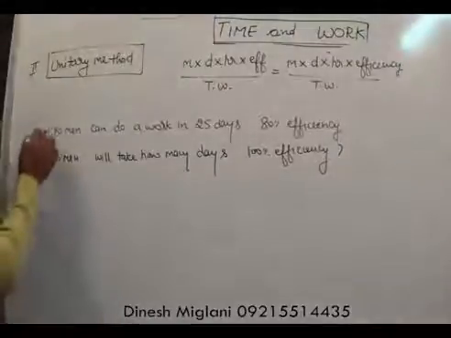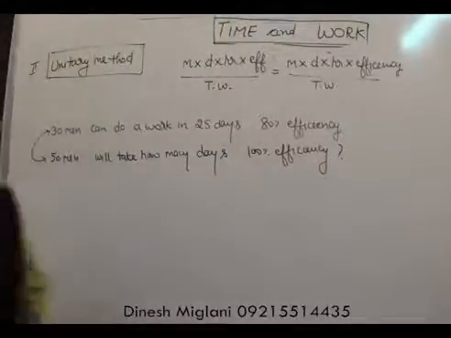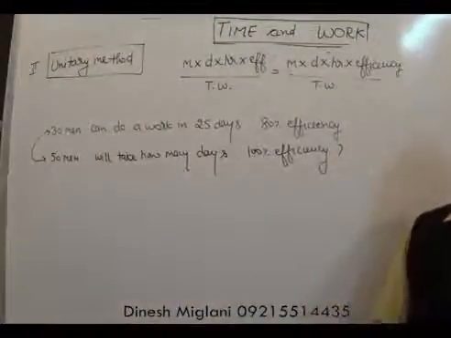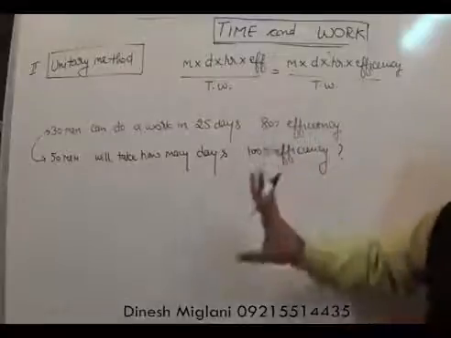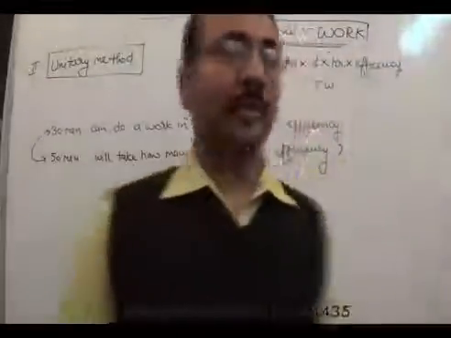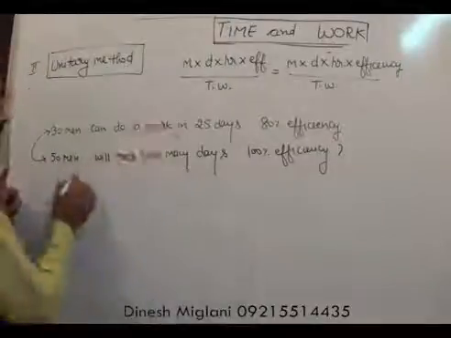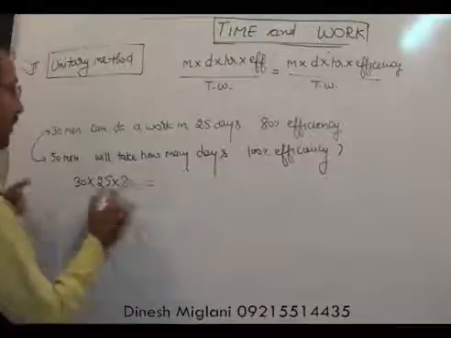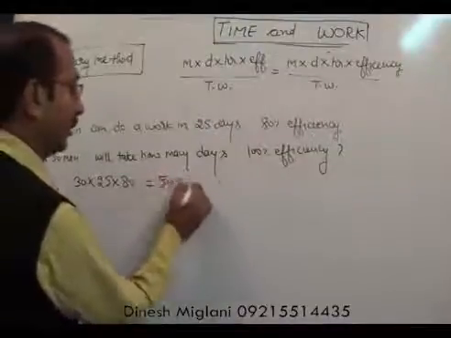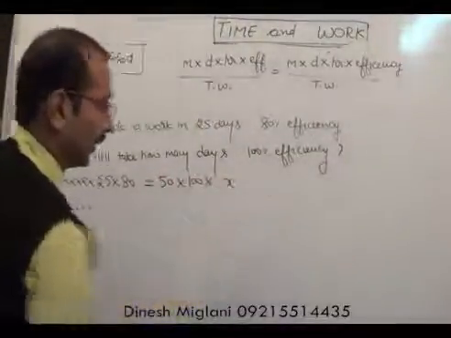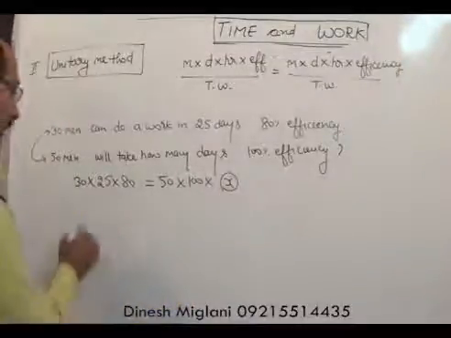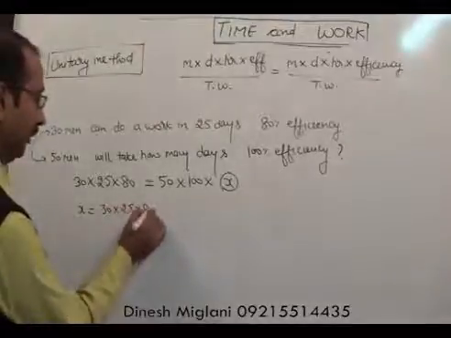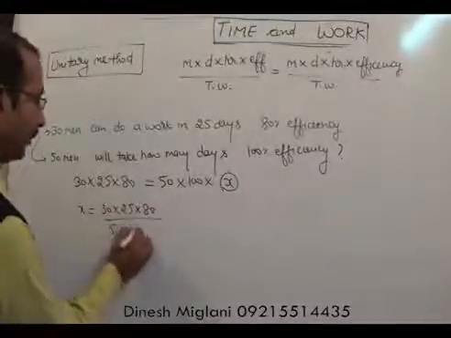When we look at this question, it is clear that the work done by them is same. Whatever the work is being done in the first condition, same is done in the second condition. It means when the work done is same, we can say whatever the parameters are given, just multiply those. 30 men, 25 days, efficiency is 80%, same as 50 men, 100% efficiency into x. And I have to find the value of x. What is x? x is 30 into 25 into 80 upon 50 into 100.